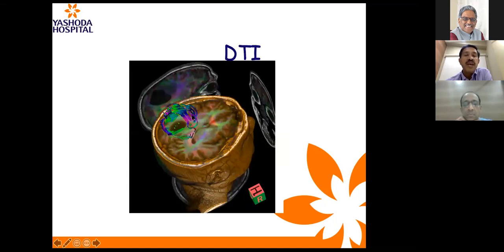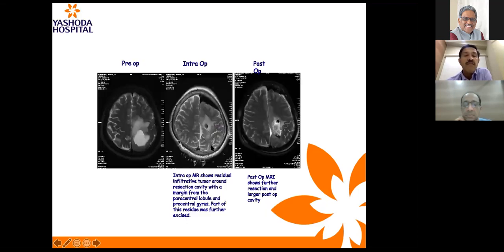When we did a DTI, all the fibers are displaced anteriorly. That means all the motor cortex and the connecting fibers are anteriorly displaced. The posterior route seems to be safe. So we went in back again from a posterior route. We resected more of this tumor anteriorly. We stopped the procedure when we thought we were about 1 centimeter away from the motor cortex.